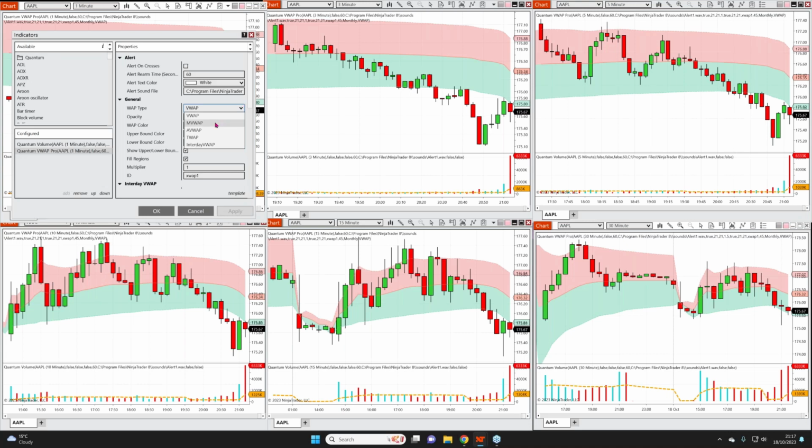We then have the MVWAP, which is the moving VWAP. The VWAP, if you're not familiar with it, resets at the start of every session. The moving VWAP will move through those sessions, so it's much more seamless.